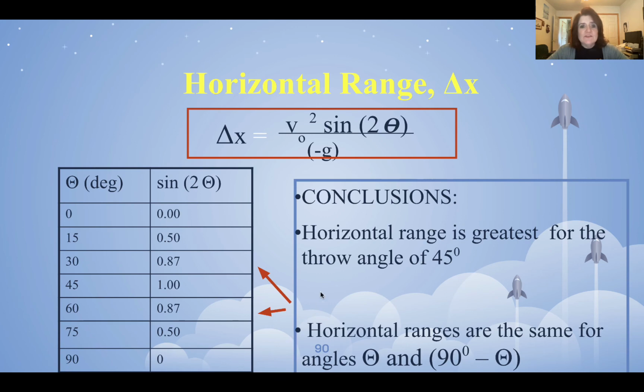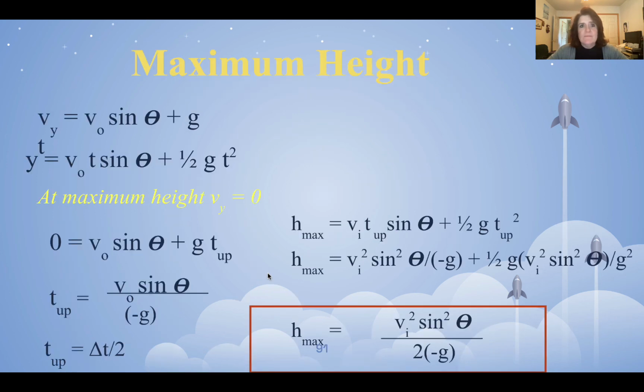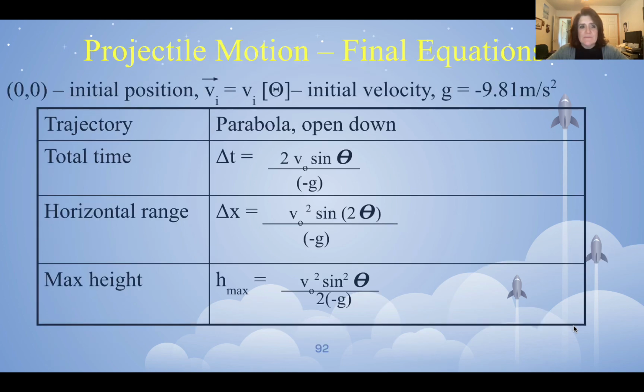The horizontal range conclusion is that a 45-degree angle gives you the maximum range of anything that we would have tested. The maximum height is found using this equation, and this is the derivation of that equation. Vi squared sine squared of theta divided by 2g. That will give you the maximum height. So, final equations that you need, total time, range, and maximum height, definitely need to be highlighted because you're going to use those over and over and over again.